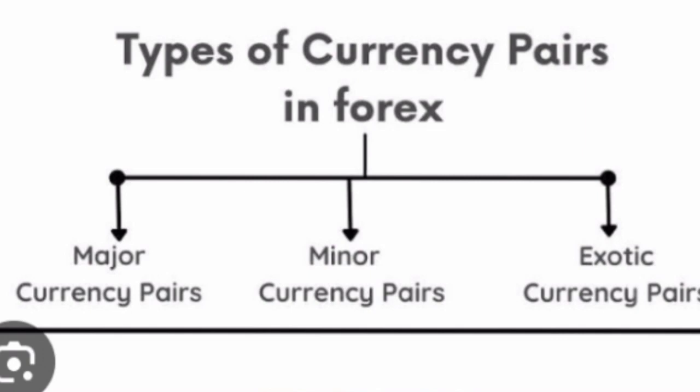Because remember, guys, we said that Forex involves the buying and selling of 2 currencies. So hence they are usually in pairs. Now there are basically 3 types of currency pairs, which are the major pairs, minor pairs, and exotic pairs.